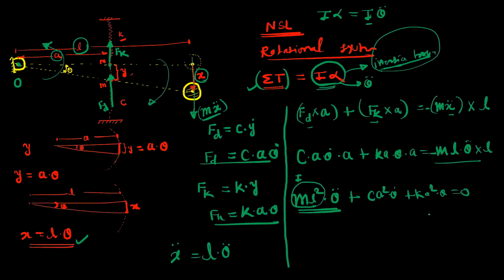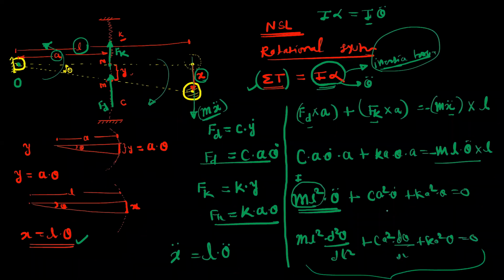So this complete equation we can write in the differential form as m L square d square theta upon dt square plus C a square d theta upon dt plus K a square theta is equal to 0. So this is the complete differential equation, or we can say this is the equation of motion for the given system. So it has three terms. The first one is the inertia, second is the damping, and third is the spring. So this is actually the spring torque, damping torque, and the inertia torque.